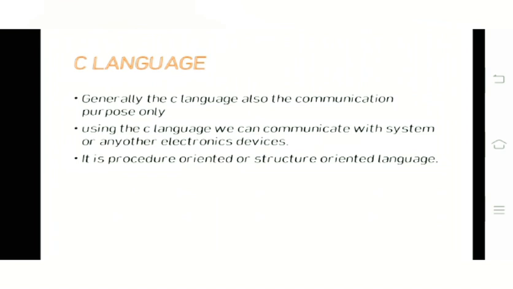For example, if you want to calculate 2 into 2, you can easily say 4. But if you want to calculate 256 into 256, it will be quite difficult to solve. For performing complex operations, we use this language. Using the C language, we can communicate with a system or any other electronic devices.